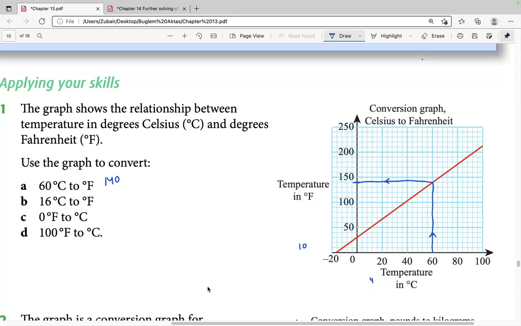It would be 60. Now 16 is on the x-axis. We need the value on the y-axis. So what did you say? 60. Good. Now 0 Fahrenheit to degrees Celsius. Oh, wait, this one doesn't do that. And this is temperature. 30? 30?